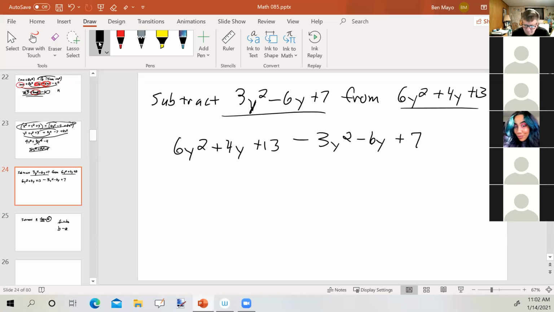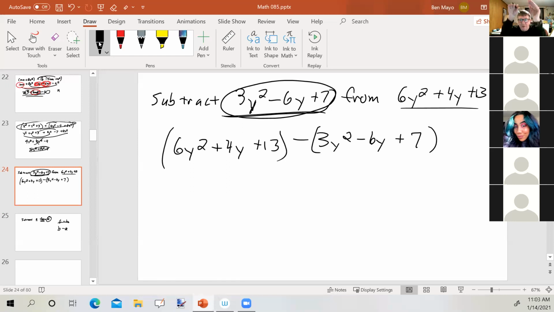Add parentheses. Yes, where? On the second one? Yes. Now, I can put one on the first one or not because there's nothing in front of it. But I've got to group that whole thing. It says subtract all of that.